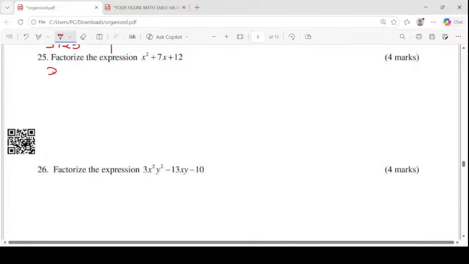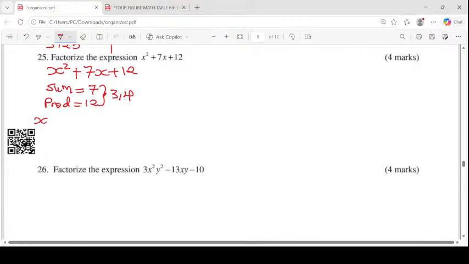So when I have x squared plus 7x plus 12, this means I'm going to look for two numbers such that the sum is 7 and the product of the two numbers is 12. When you look at it, the sum is 7. This will be 3 and 4.